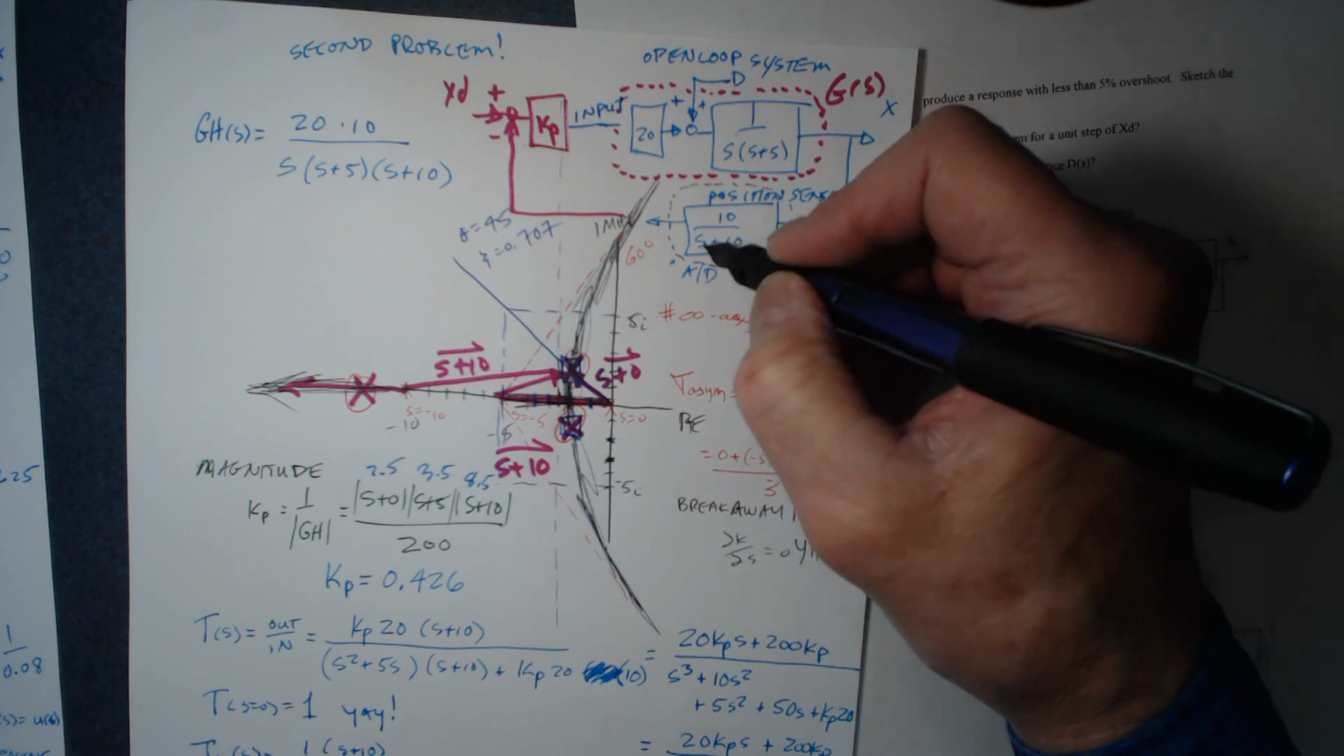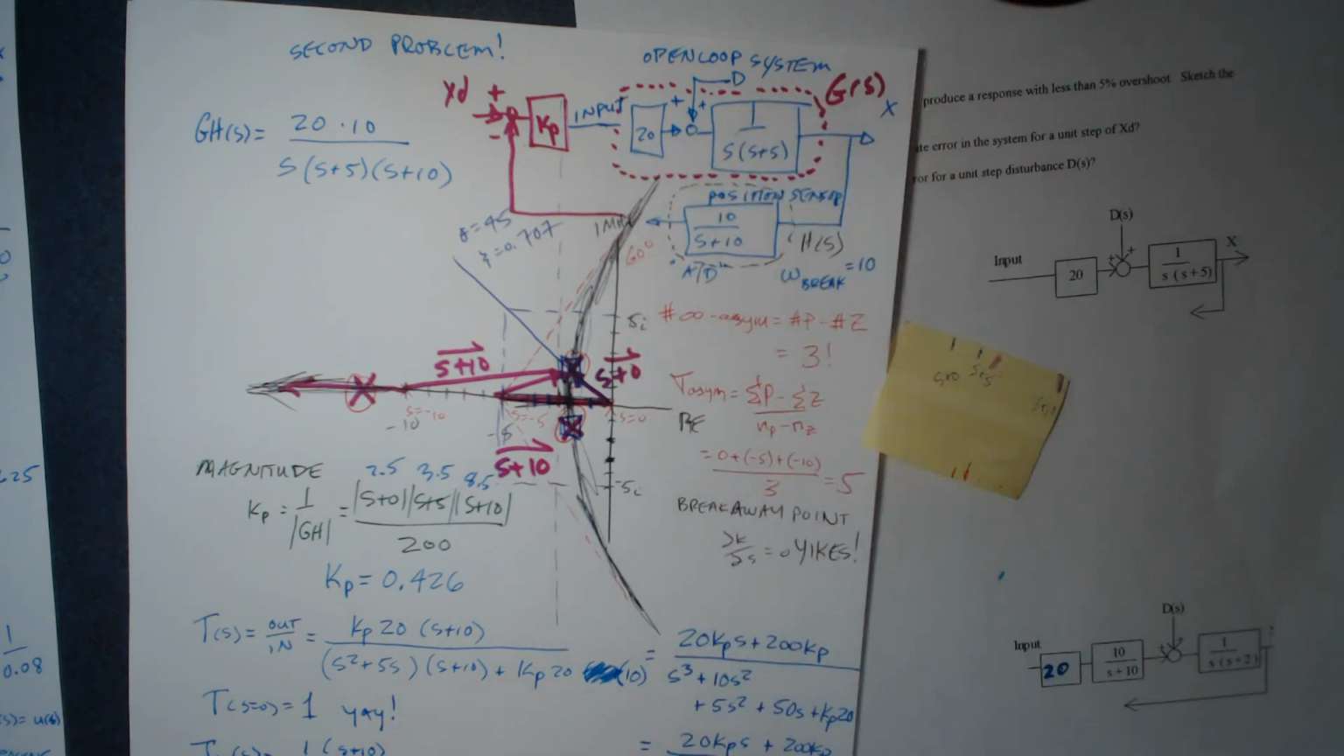Numerator of G times the denominator of H, plus, divided by the denominator of G, S times S plus 5. Oh, you know what? Okay, I'll do it. It's the denominator of G times the denominator of H plus the numerator of G, 20 Kp, times the numerator of H, which is 10. And I'm not even going to do this.